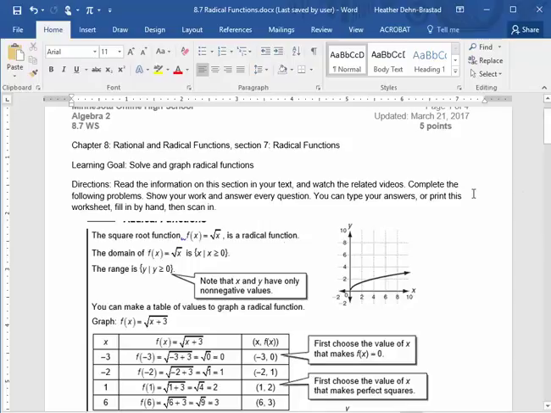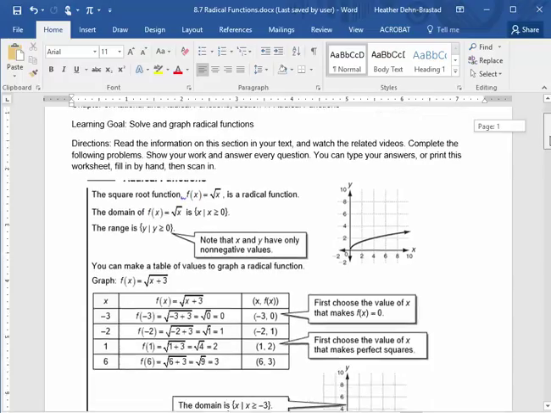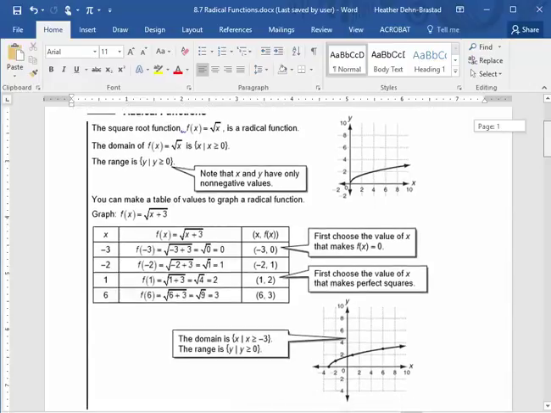From your Chapter 8, Section 7 worksheet, which is on rational and radical functions, and we're going to be talking most about radical functions in this section. So we're going to solve and graph radical functions. That's our learning goal, our objective. And here's an example of what we're going to be working with here.